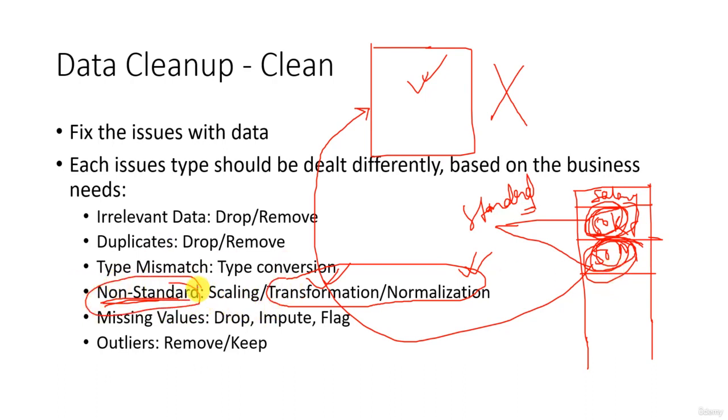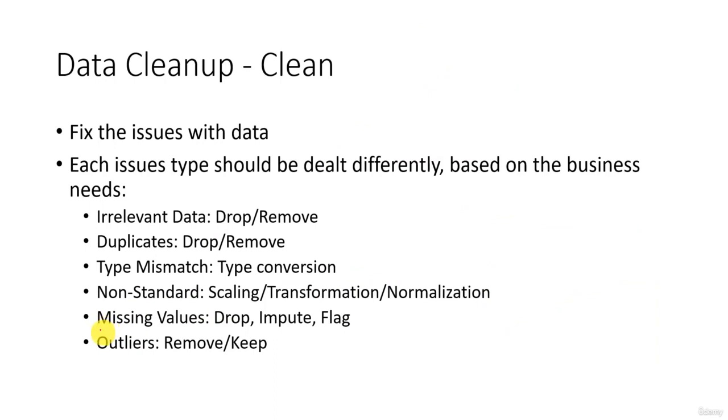So this non-standard data should be transformed so that our machine learning model will be accurate in its predictions. That is an important concept, and we are going to talk about normalization, standardization, and transformation in a separate lecture in an upcoming video. So the next thing to clean up is missing values.